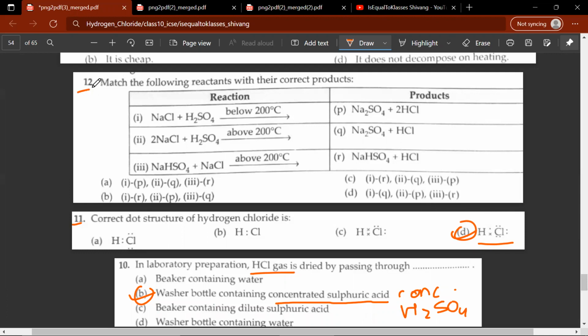12th question, match the following reactants with their correct products. So NaCl plus H2SO4 below 200 degrees Celsius. What would that give us? It would give us R, NaHSO4 plus HCl. And then the second one would give us P, Na2SO4 plus 2 HCl. And the third one would, of course, give us Q, Na2SO4 plus HCl. So the correct answer would be B.